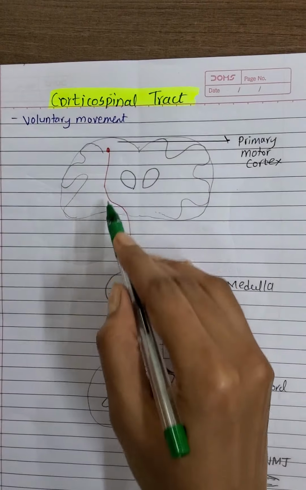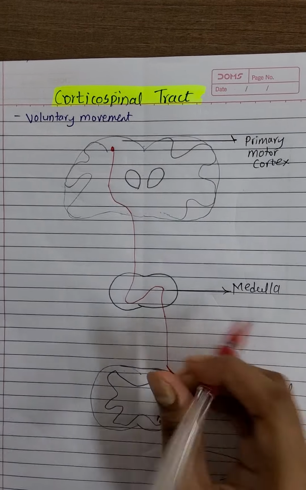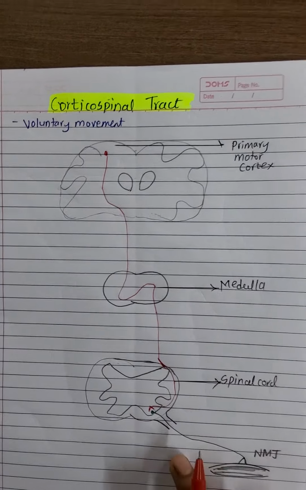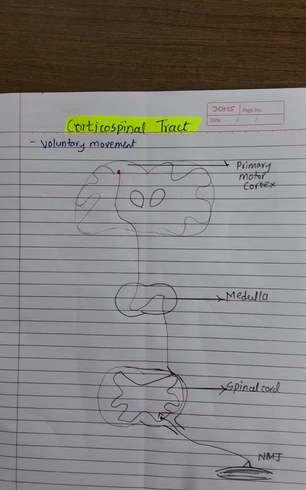This first order neuron is called as upper motor neuron, and this second order neuron is called as lower motor neuron.